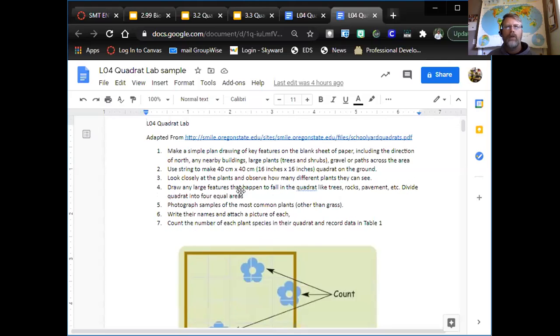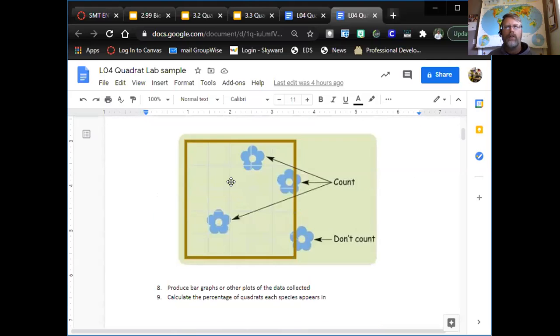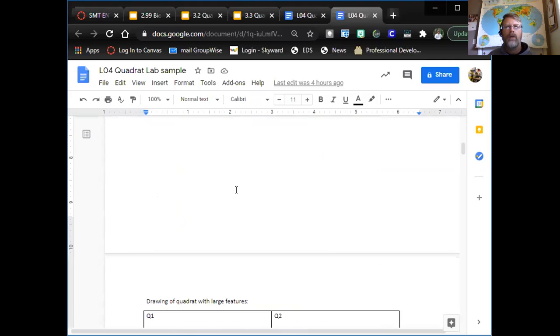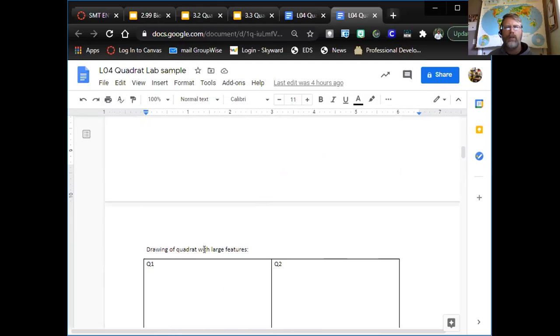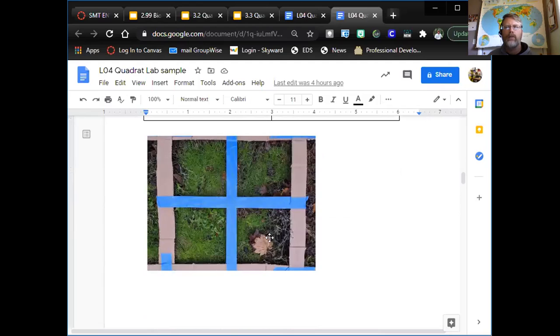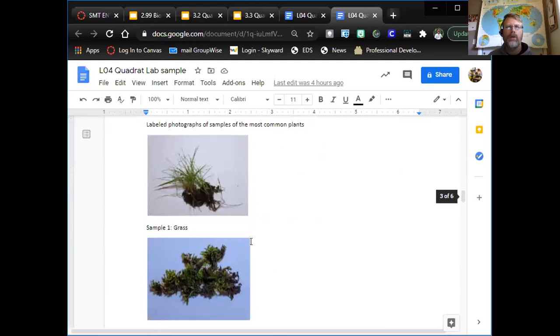Okay, so here are the instructions. I've done all the counting. You do need to do a hand drawing of all of the large features. I just put my picture in there for right now, but you do need a drawing for all this. And then a labeled photograph of the samples of the most common plants.